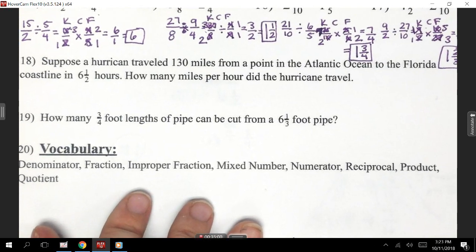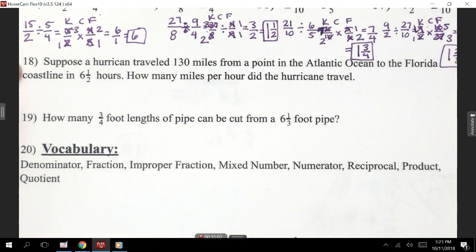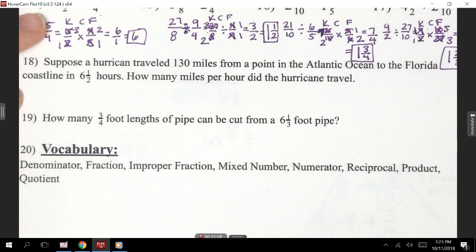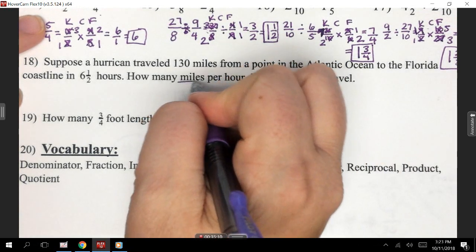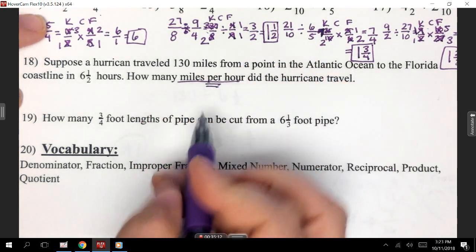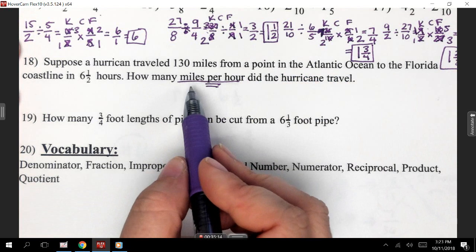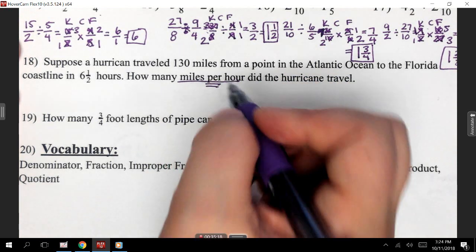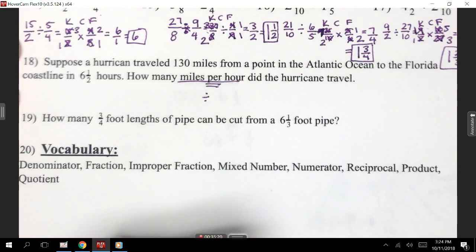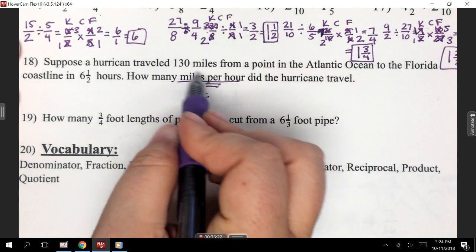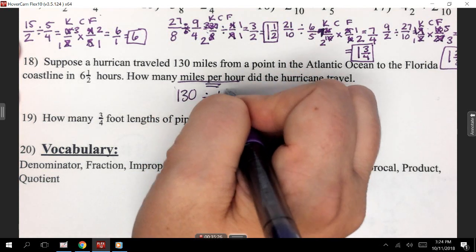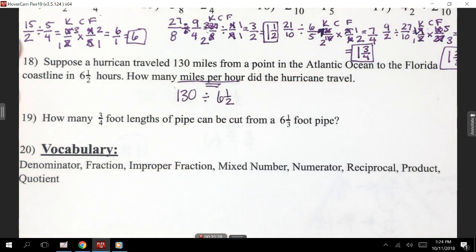All right, number 18. Suppose a hurricane traveled 130 miles from a point in the Atlantic Ocean to Florida coastline in 6.5 hours. How many miles per hour did the hurricane travel? We talked about this in class as well. It's saying miles per hour. So I'm splitting my miles up into hours. Since I'm splitting this into hours, that's going to be division. The miles is what's listed first, so it's 130 miles split into 6.5 hours.